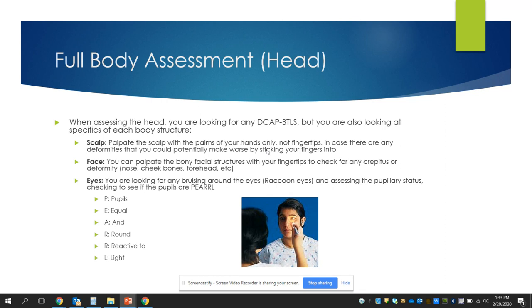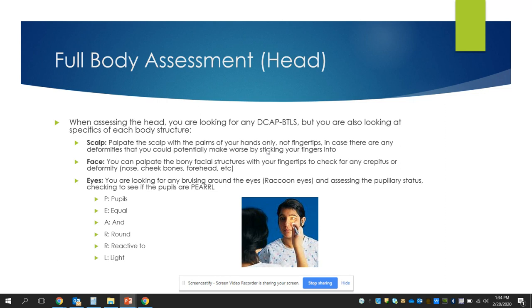We addressed any life threats that we found. The purpose of this secondary assessment is to identify anything that we did not initially find when we were scanning that patient over. So here we're going to palpate the patient's scalp with the palms of your hands only, not your fingertips, because you don't want any crepitus, which is bone-on-bone fragments, to go into the brain, or put your finger accidentally into brain tissue. So palms only when you're palpating or touching the scalp.